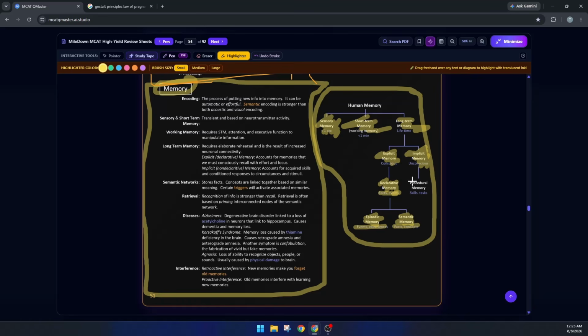And then implicit memory is procedural memory. So you just unconsciously remember how to ride a bike. You have some sort of muscle memory that's pretty much implicit, right? So my recommendation is to do practice questions and think of examples about which type of memory you would categorize them in, right? So for example, using a knife.